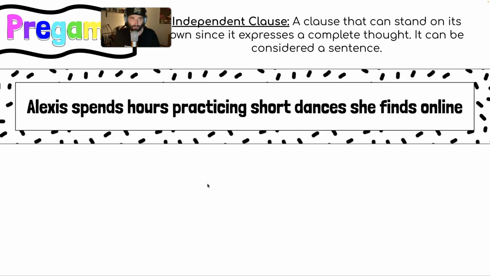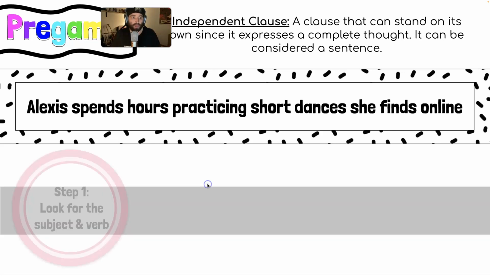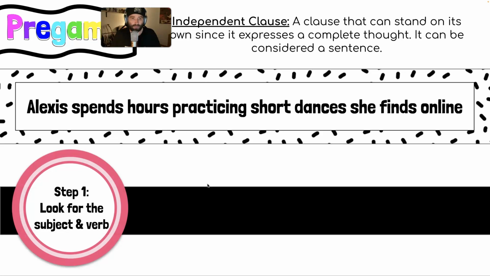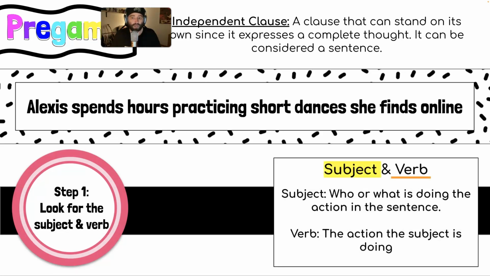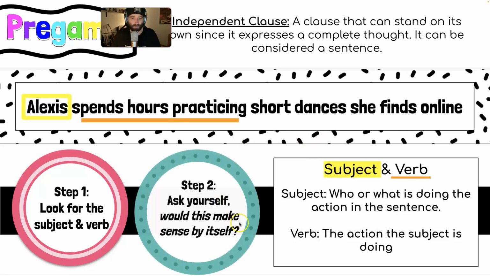And so what we'll do sometimes is, without even realizing it, we'll join two independent clauses together and we won't have the correct punctuation. So you want to always make sure you're looking for that subject and verb, and when you find that subject and verb, ask yourself, would this make sense by itself? So here, Alexis spends hours practicing. That would not make sense by itself, right? I mean, it could make sense by itself, but you kind of want to add this extra part here, short dances she finds online. This whole thing works together. Now, technically, you could break it up, but it's not running on anywhere. There's not a need for any punctuation because it's all together.